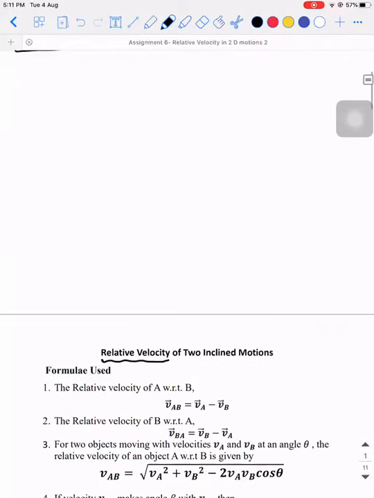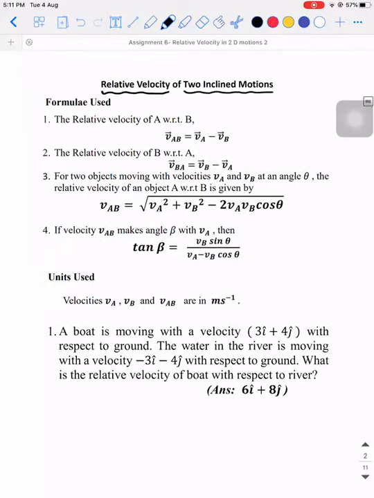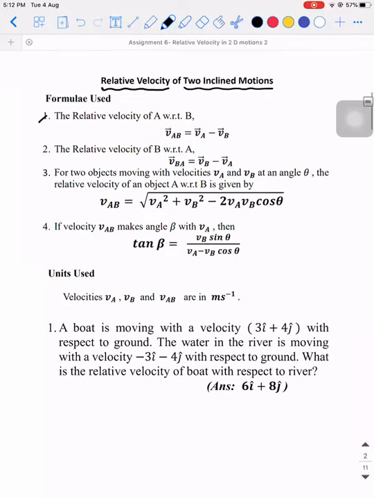Now see. It is given as relative velocity of two inclined motions. Inclined motion is because one is going to make an angle with the other, because they are moving in a plane. They are not moving in a line. A line is one dimensional, a plane is two dimensional. So as I told you, the formula used. You will be getting this assignment today. I think there are only 10 problems.